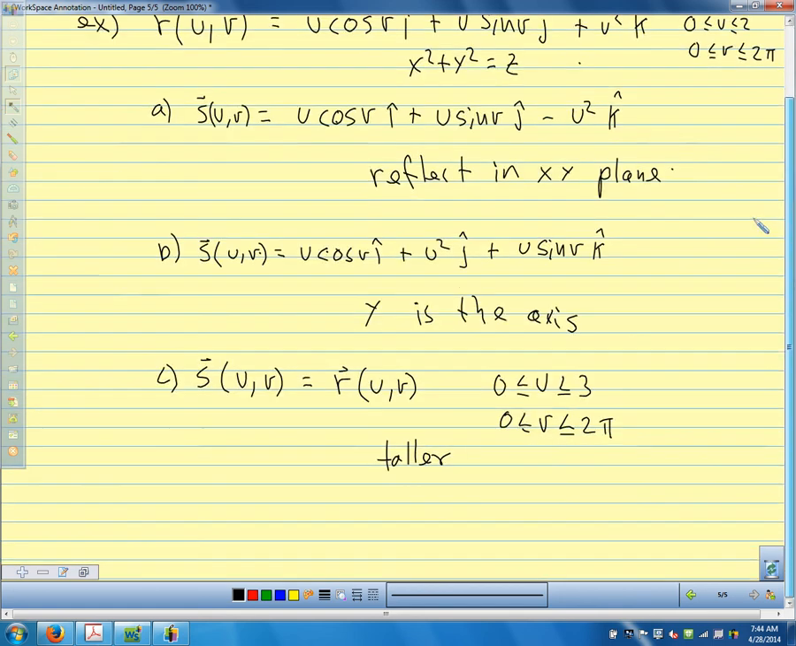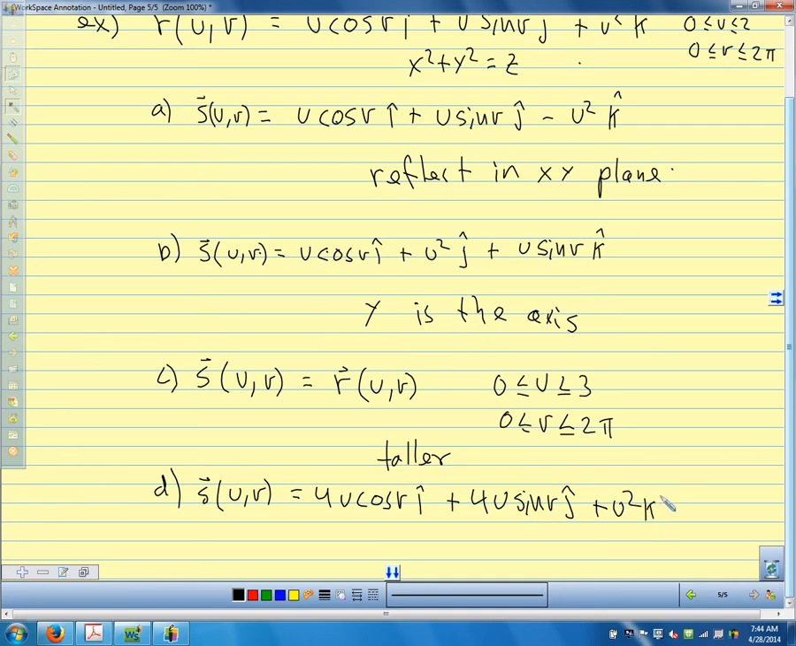And what if for the last one I said S of u and v is 4u cosine v i hat plus 4u sine v j hat plus u squared k hat? Wider. Our circle will be bigger, right? So this would be wider. Our parabola would open up more widely. All right, questions there?